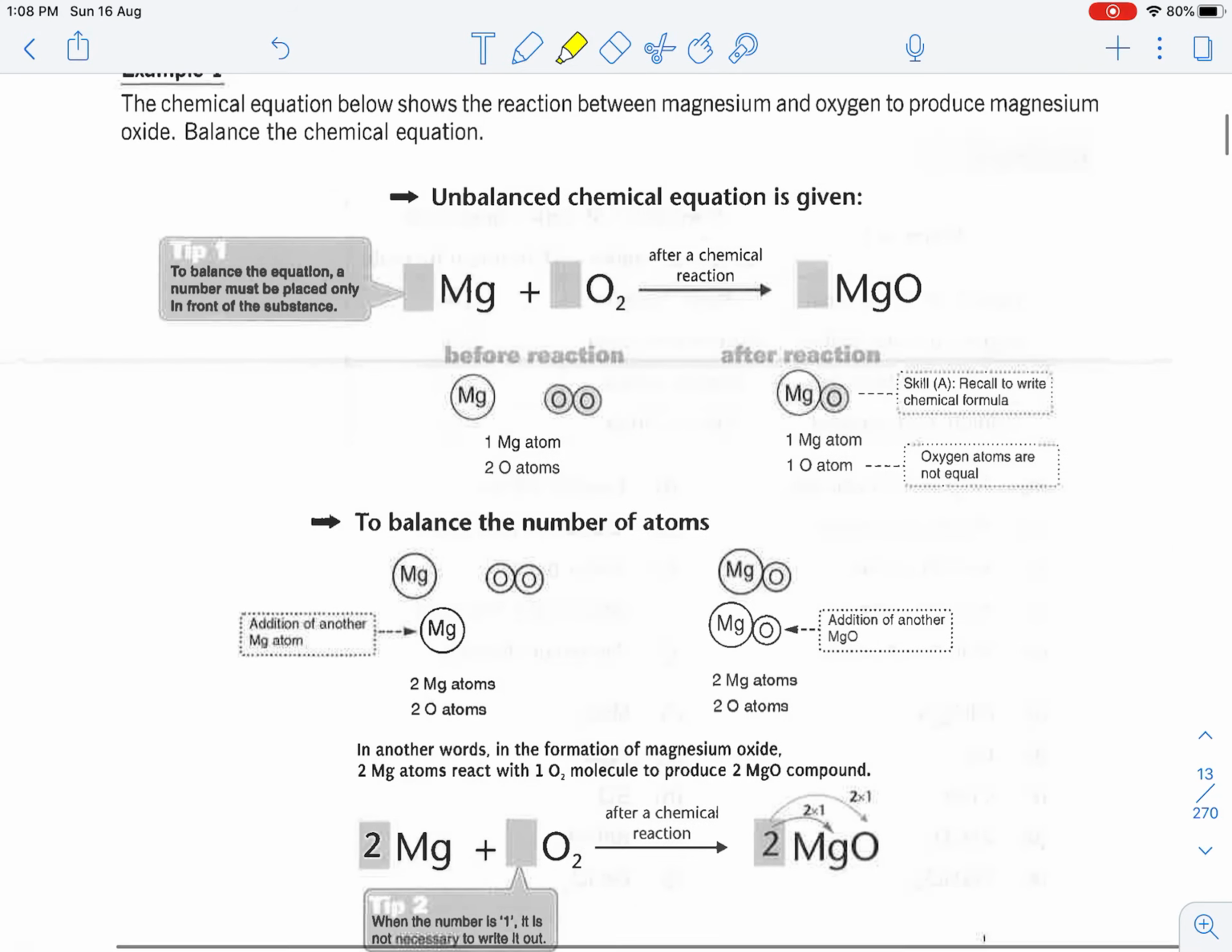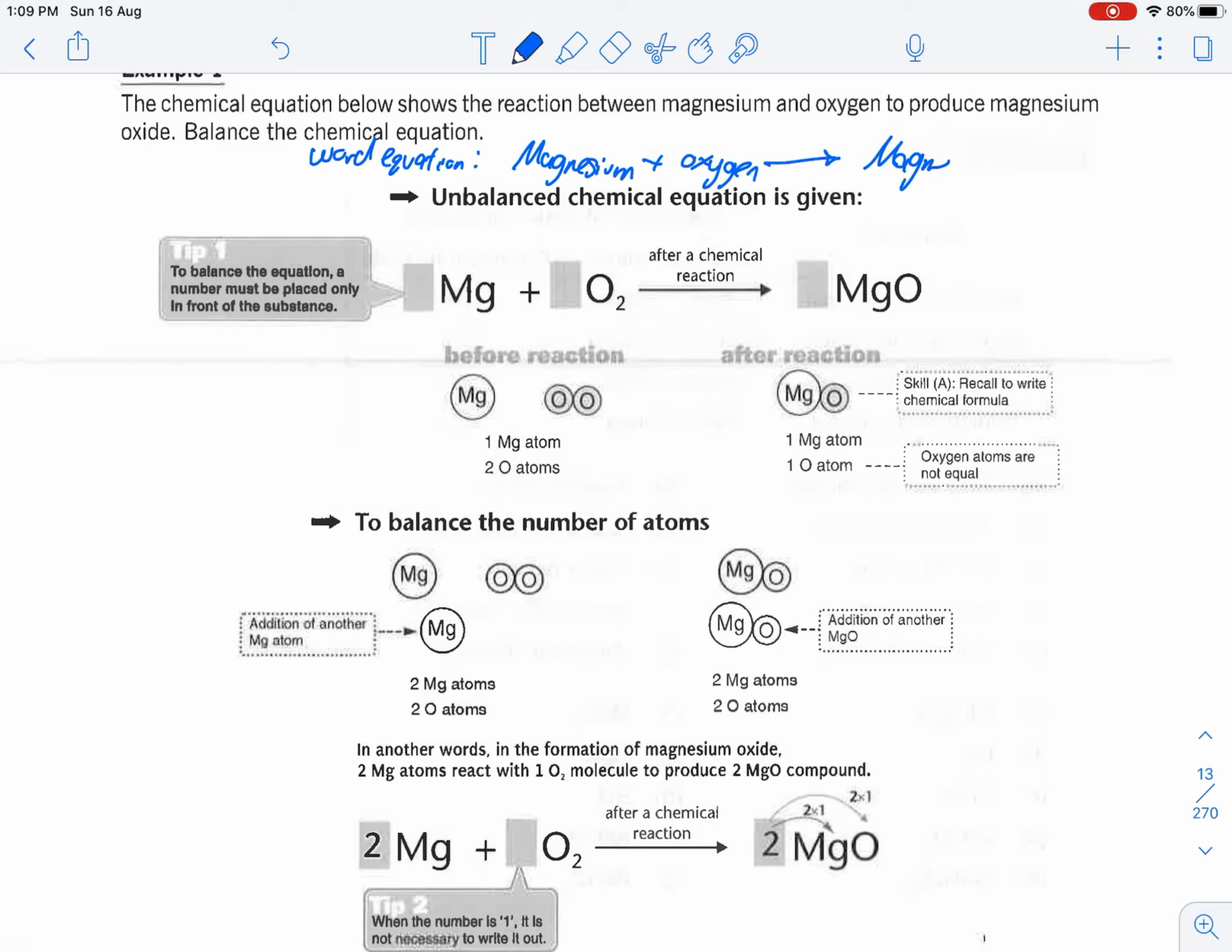Okay, so in this case, let's say we look at magnesium plus oxygen to give magnesium oxide. If I ask you to write the word equation, it will just be magnesium plus oxygen to give you magnesium oxide. Then it ends off like this.